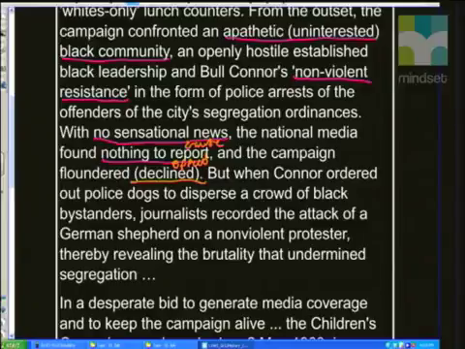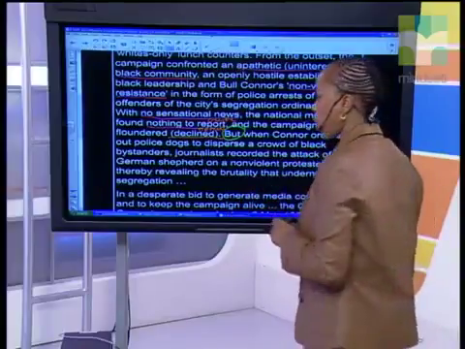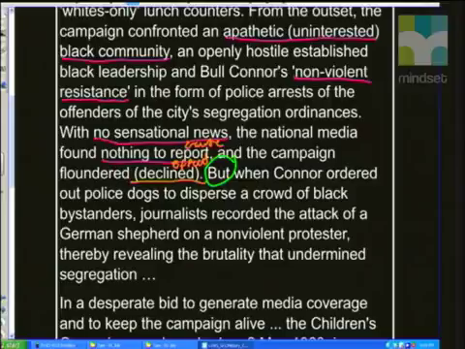But then things change. You can see that we're now being introduced to a different idea, because it does say, let me use a different color so you can see, but. Okay, so now we're moving from a previous idea to a new idea. So, but when Connor ordered out police dogs to disperse a crowd of black bystanders, okay, bystanders, people who were just standing there, not being part of this campaign, the journalists recorded the attack. So now things had already changed, and that is when the journalists then reported the attack. They recorded the attack of a German Shepherd on a non-violent protester.